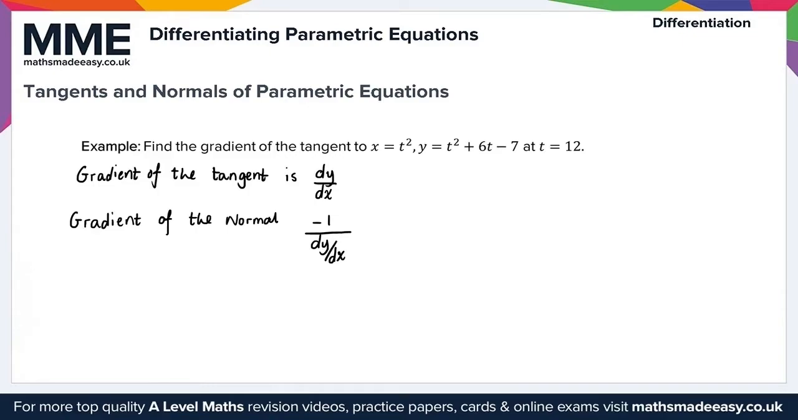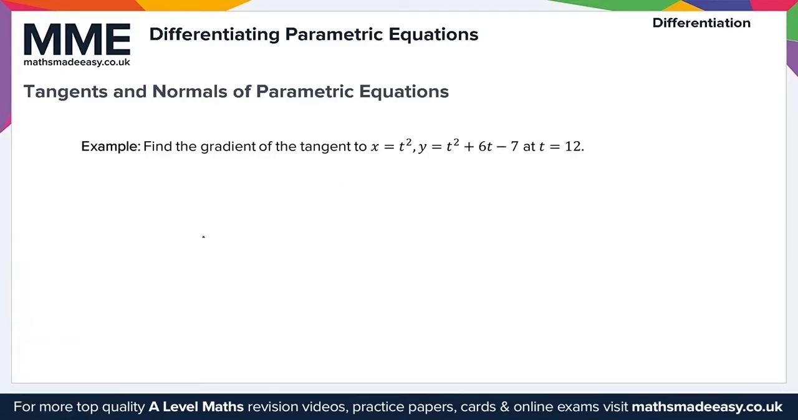You will also need to evaluate these gradients for specific values of t. Like we can see for this example, we're asked to find the gradient of the tangent to x equals t squared and y equals t squared plus 6t minus 7, and we're given our value of t. So let's take a look at this example. We've got our x and our y, and we also have the value of t for which we need to evaluate the gradient. Again, what we need to do is find dy over dt and dx over dt. If we differentiate x first with respect to t, we obtain dx over dt, and that's simply going to give us 2t.